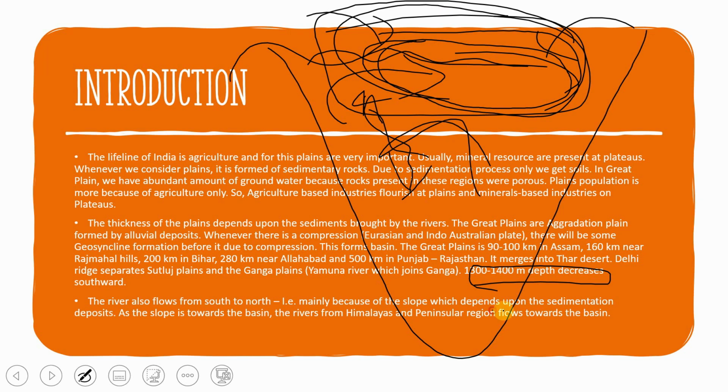And it also depends upon the sediment deposit, how much deposit has happened. If there is more, then the depth will be less. These are the factors. As the slope is towards the basin, the rivers from the Himalayas and the peninsular region too flow into the basins.